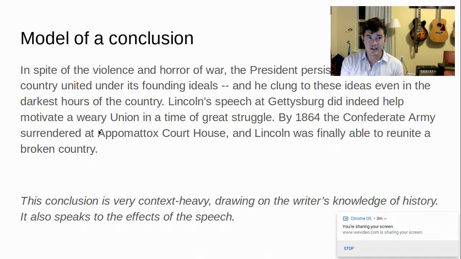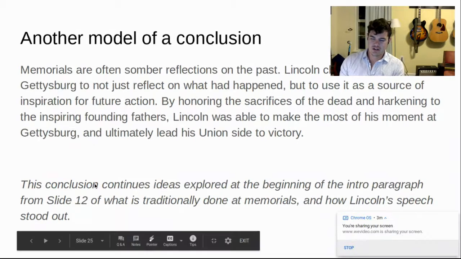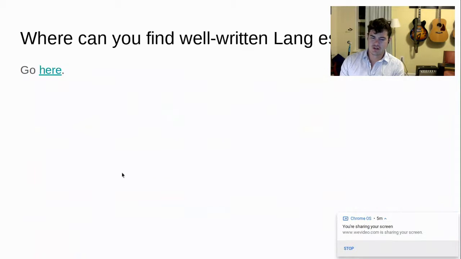This is a context-heavy conclusion that draws on the writer, me. It draws on my knowledge of history. And if you're writing an out of class essay, you can research it. Just make sure you cite it. This speaks to the effects of the speech. So, another version of a conclusion.